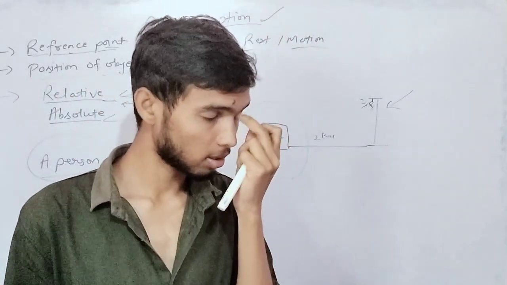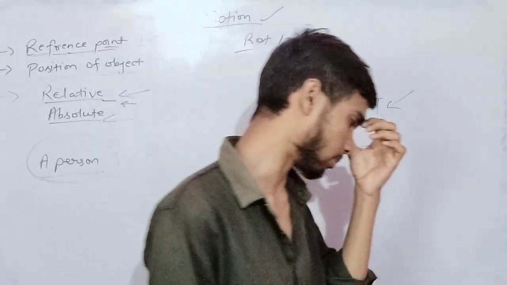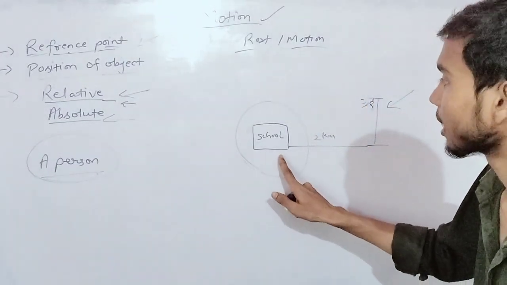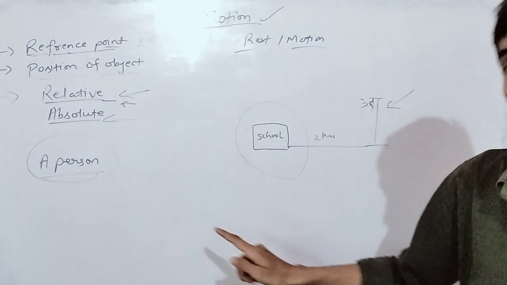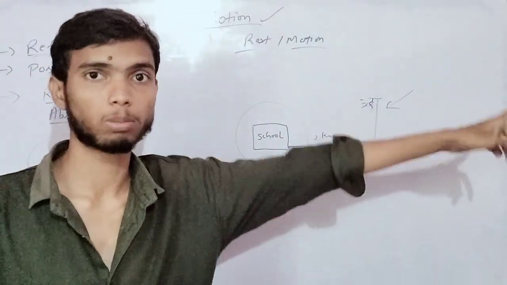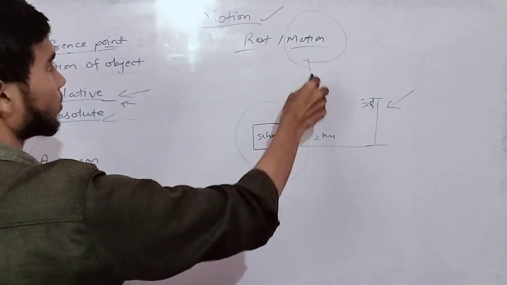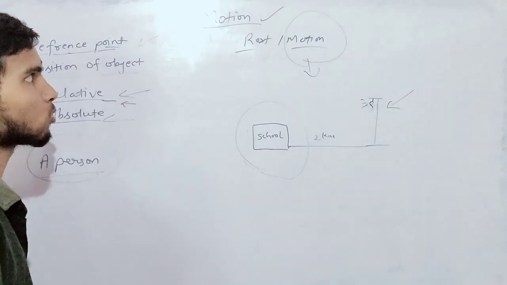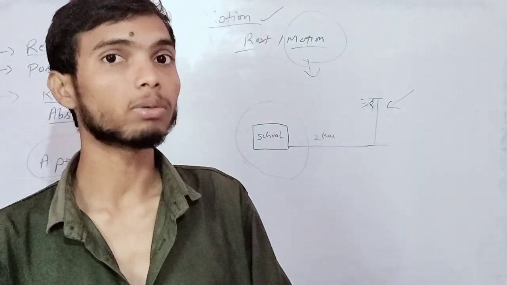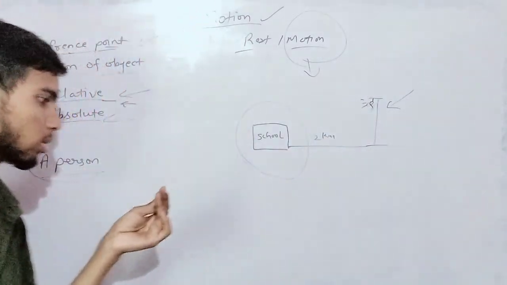Something is at rest, and that object is not taking time. For example, this school is an object, but it is at rest and it will not take time. Time will be passing, but this school will not be moving. That's why it is at rest. Now, what about motion? Something is moving. The object will be in motion.